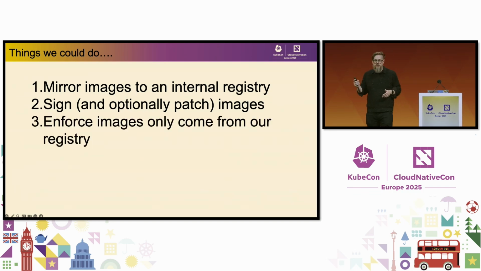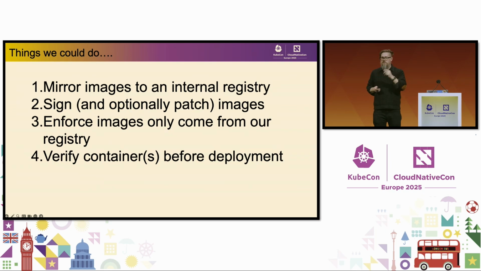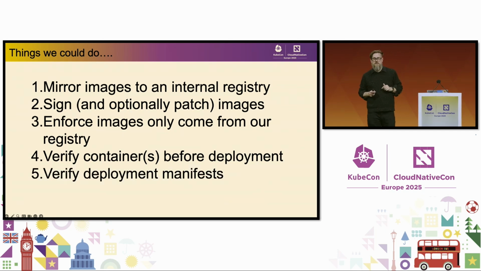Then, in our clusters, we can enforce that images only come from that registry to lock things down even more, to ensure that we're not going to have any problems from third-party stuff. Then we can start to verify our containers on deployment, and we can start to verify our deployment manifests on deployment. We're also going to stick our manifests and stuff in that registry as well. So what do we mean by verification?